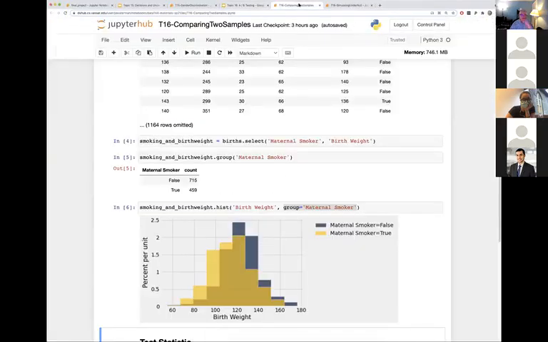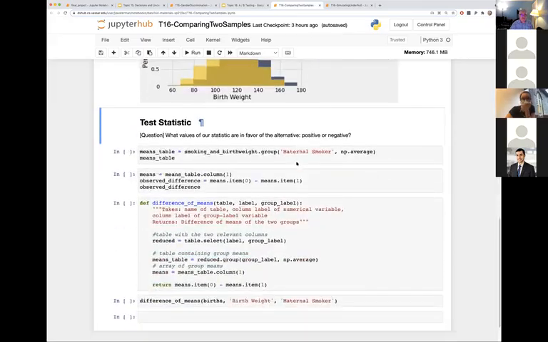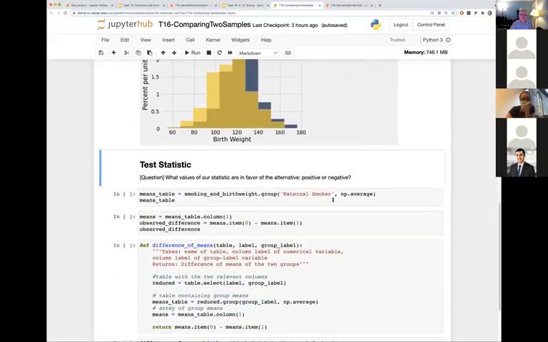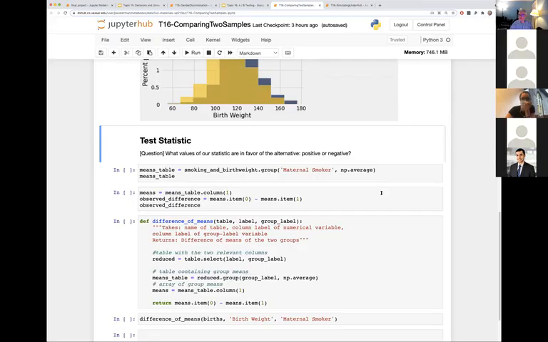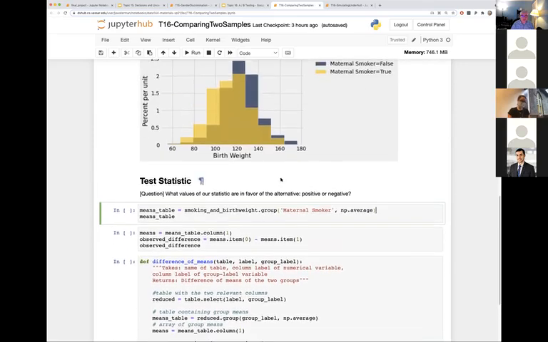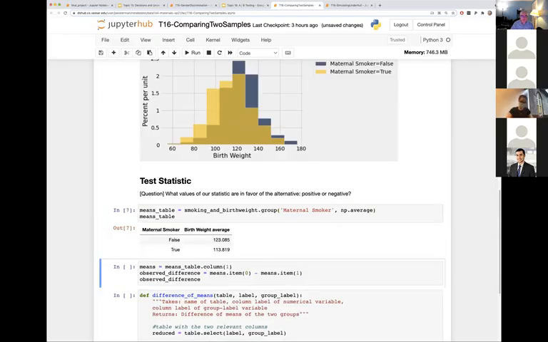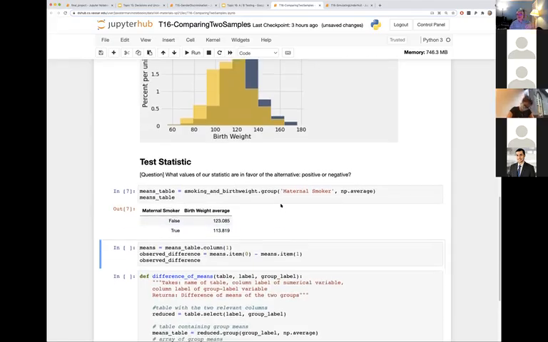All right, so what is our test statistic? Our test statistic here is going to be this difference in birth weights. Let's think about a good way of doing this programmatically. First, let's just take the statistic by hand. What we're going to do is get a means table, okay? What's going to be in that means table is just the average between the groups. And we're going to take advantage again of the group method on tables.